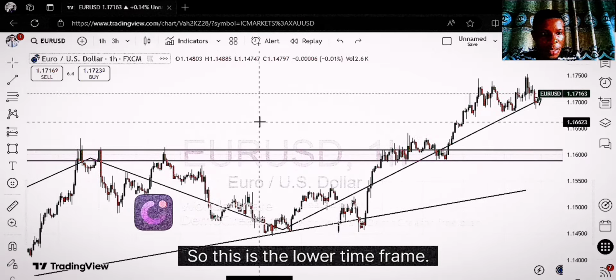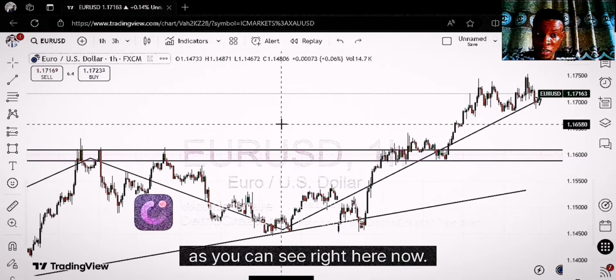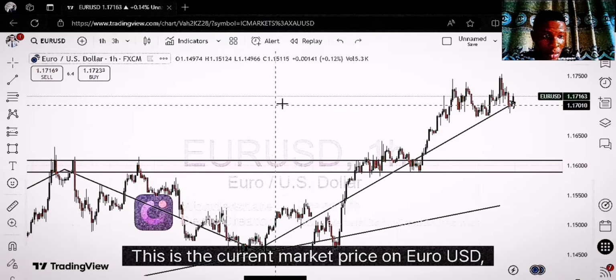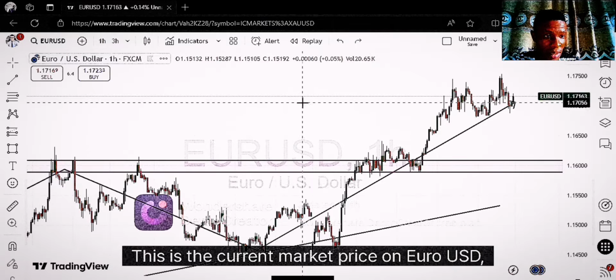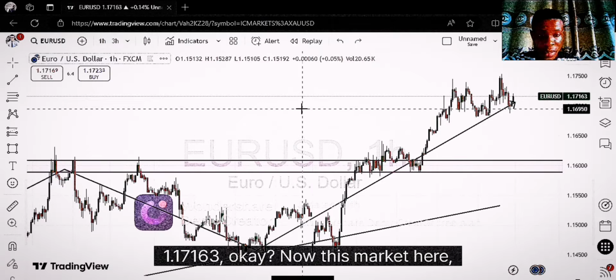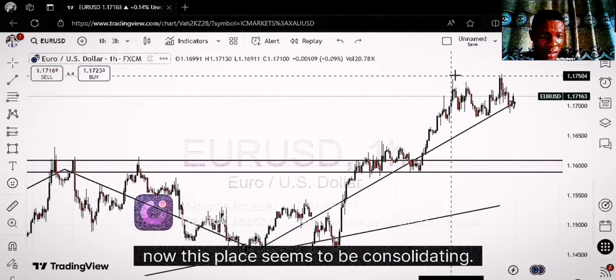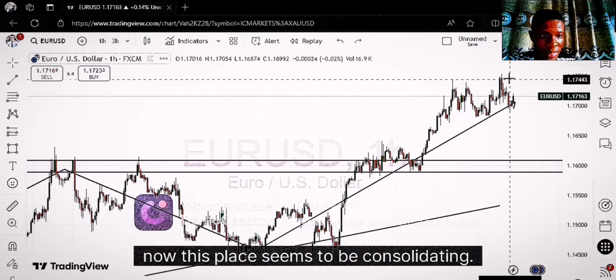So this is the lower time frame. This is the 1-hour chart, as you can see right here now. This is the current market price on the Euro USD, 1.17163. Okay, now this market here seems to be consolidating.